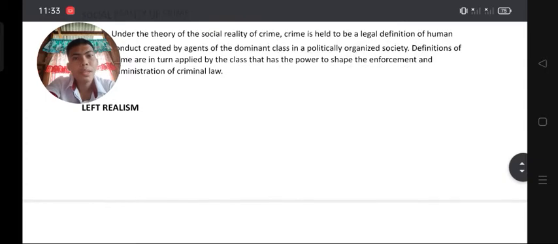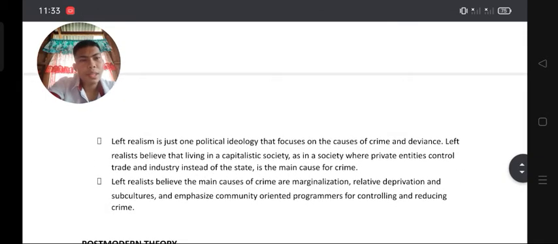The next is left realism. Left realism is just one political ideology that focuses on the causes of crime and deviance. Left realists believe that living in a capitalistic society, as in a society where private entities control trade and industry instead of the state, is the main cause of crime. Left realists believe that the main causes of crime are marginalization, relative deprivation, and subculture, and they emphasize community-oriented programs for controlling and reducing crime.